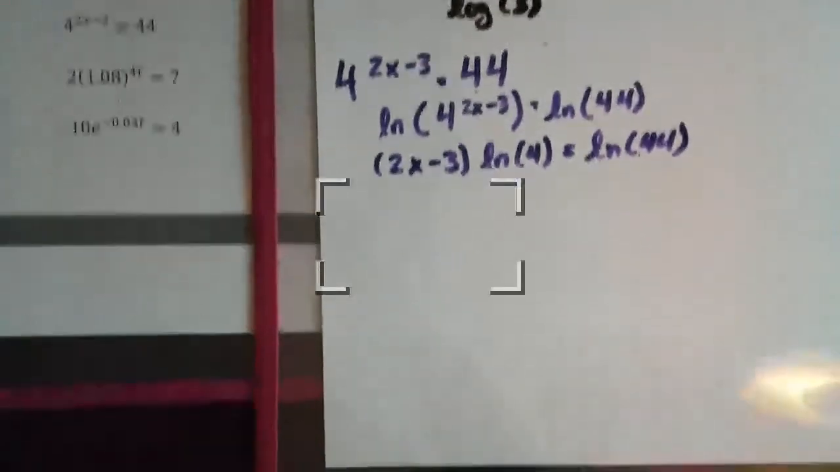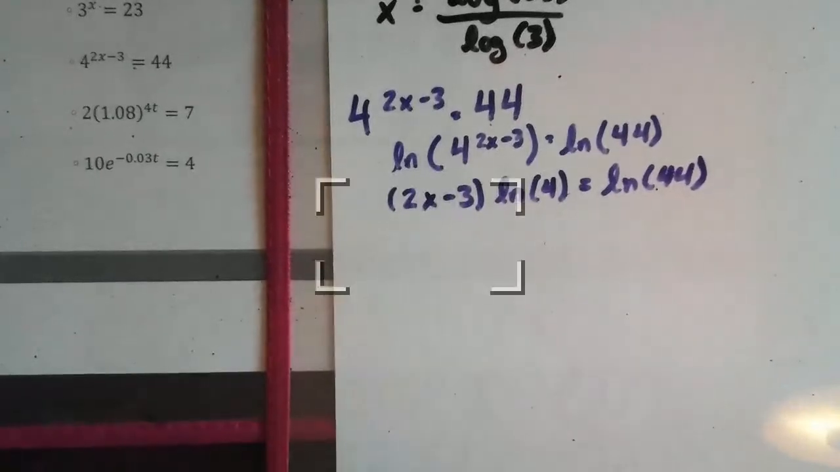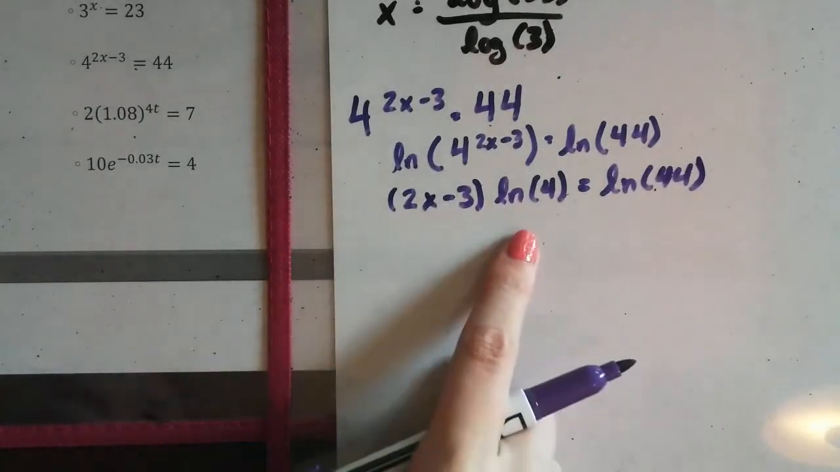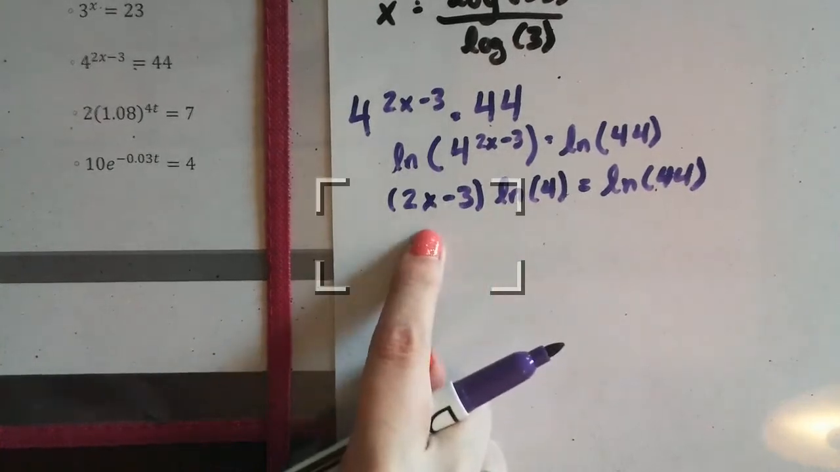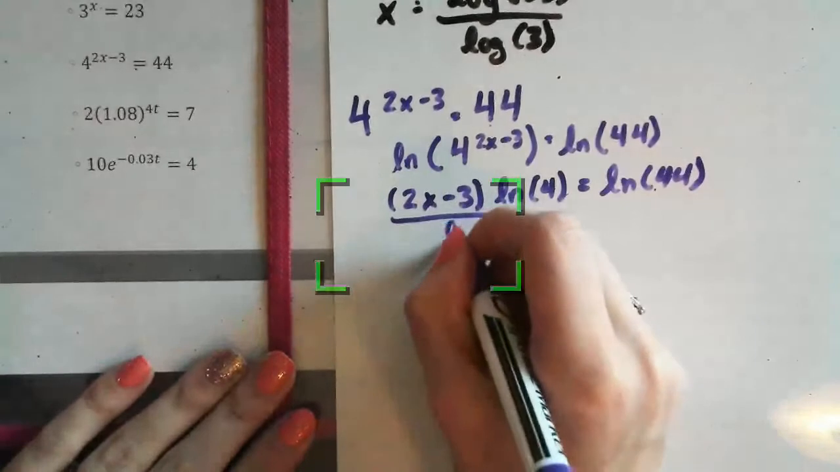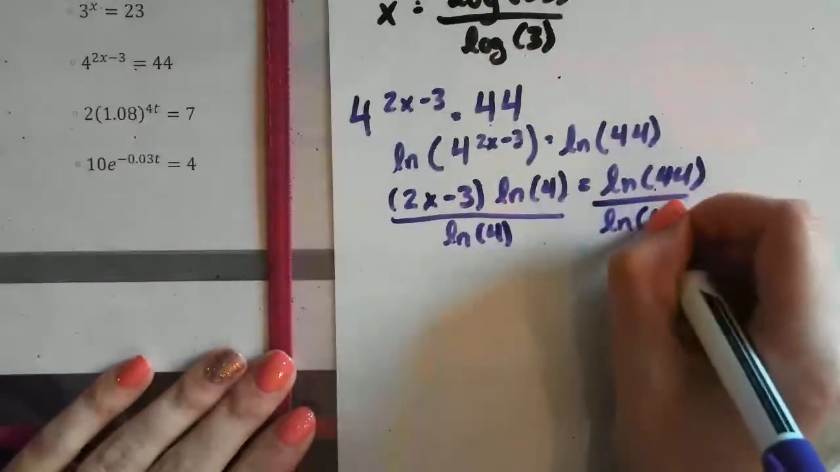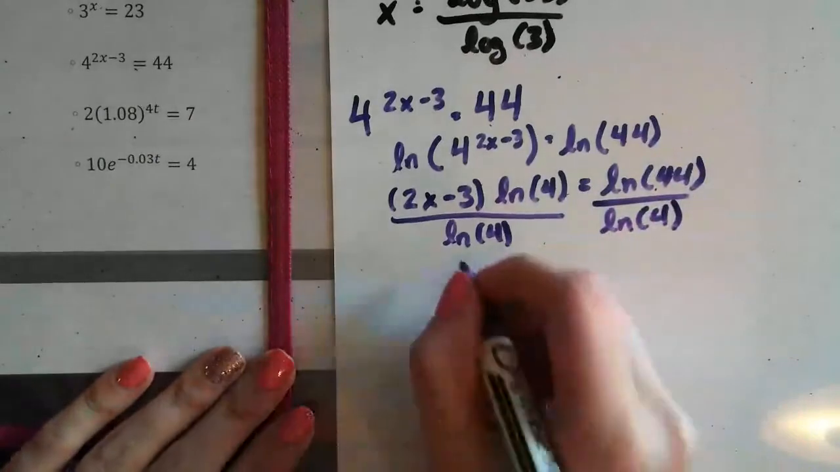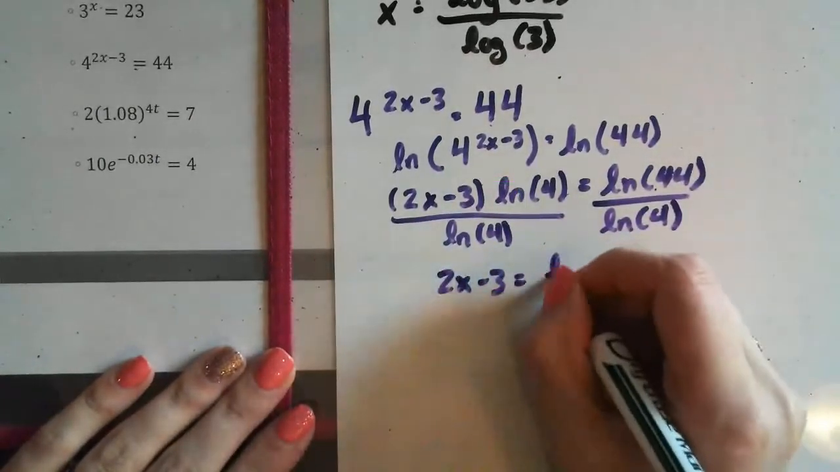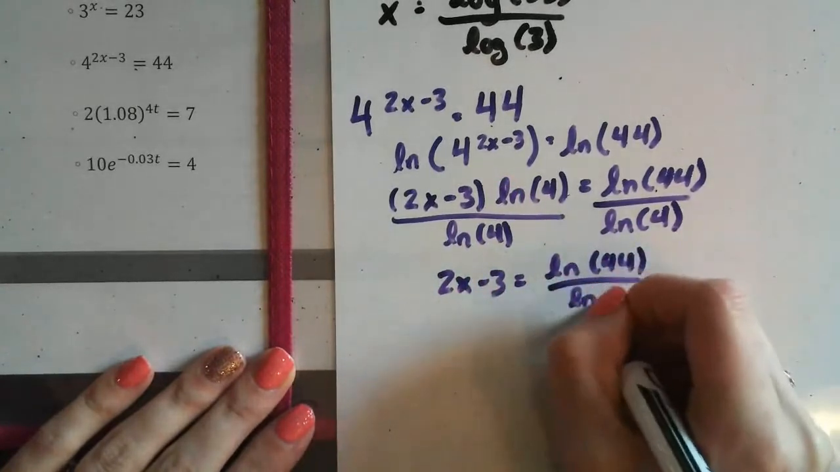Now I could distribute my natural log of 4 to the 2x and to the negative 3, but instead I'm going to notice that the natural log of 4 is multiplied by this thing. So instead I'm going to divide both sides by the natural log of 4. What that leaves me with is 2x minus 3 is equal to the natural log of 44 over the natural log of 4.